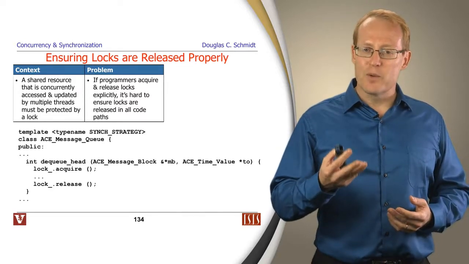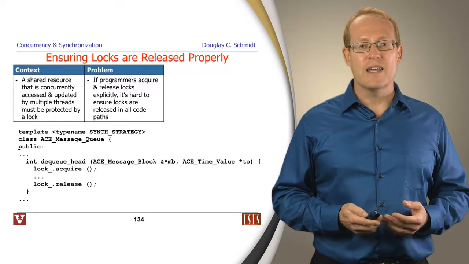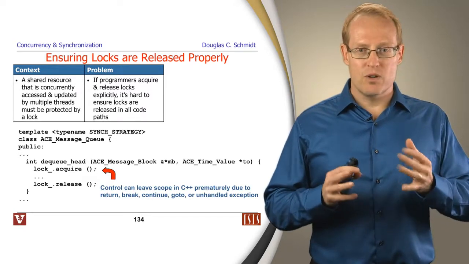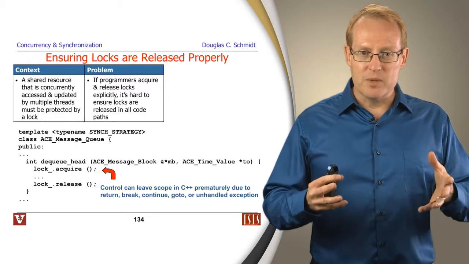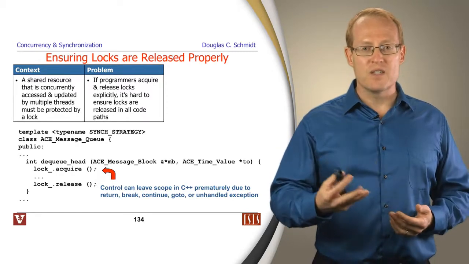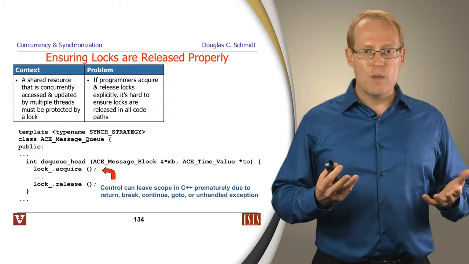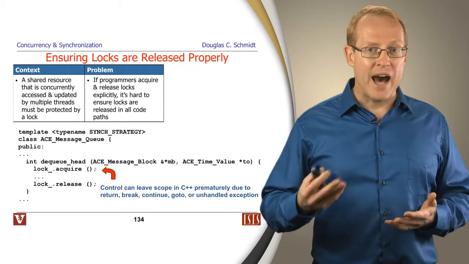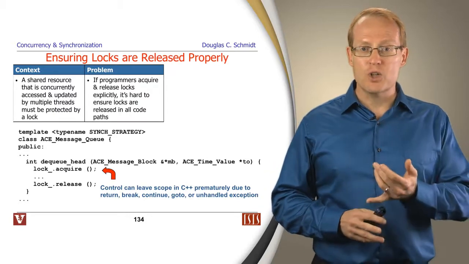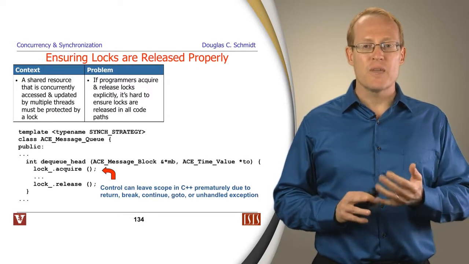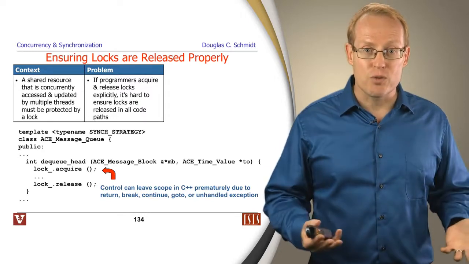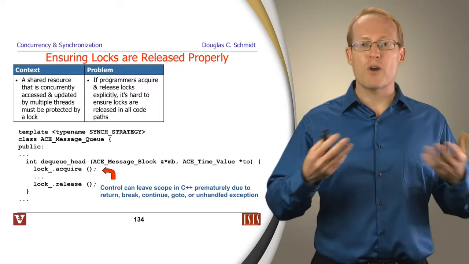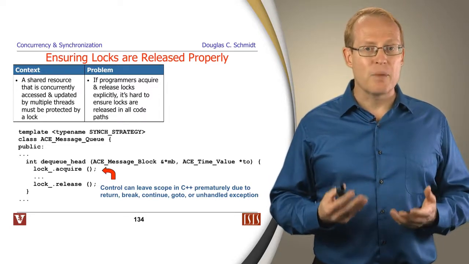And if we're not careful and we write the code like is shown on this slide, some bad things can happen. In particular, if something goes amiss in the implementation of this method, the dequeue head method, then we might not actually release the lock on all exit paths out of this method. For example, if it does a return, that lock might not be released. If an exception is thrown, the lock might not be released, and so on and so forth. If a goto or a break statement is called, for example, the lock might not be released.